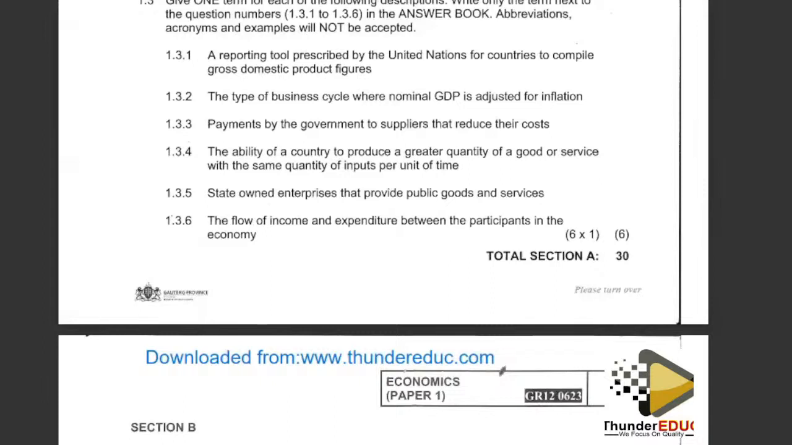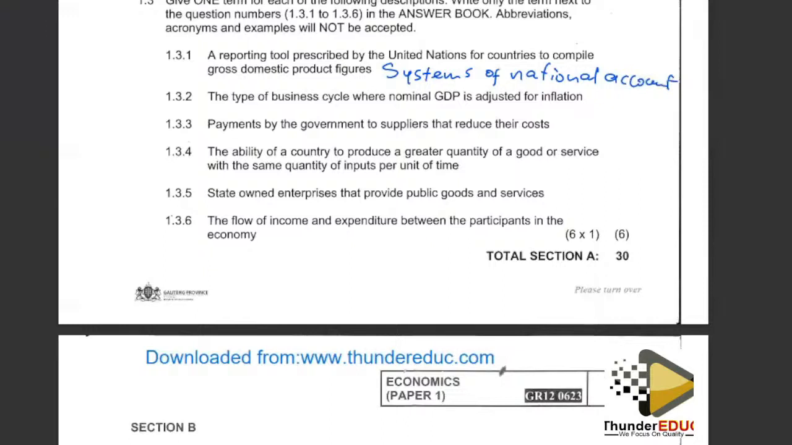Okay, right, great talks. So now let's move on to 1.3.1. 1.3.1 reads as follows: a reporting tool prescribed by the United Nations for countries to compile gross domestic product figures. This calls for systems of national accounts. Systems of national account.